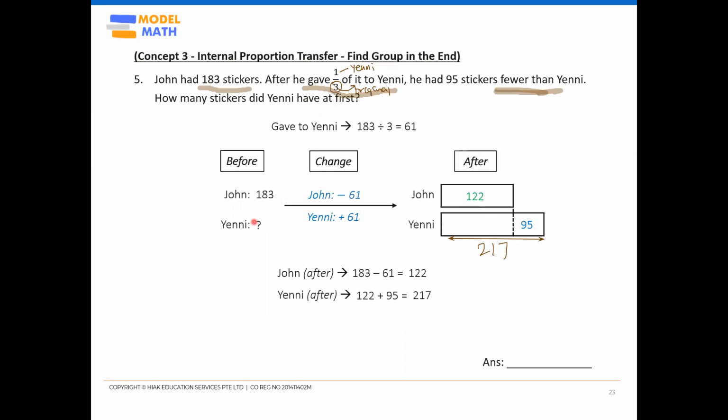Now you can work backwards to find Yenni's before. So if forward is plus 61, backward is the opposite. That means 217. Okay, it's indicated there, 217. So backwards to find Yenni at first, simply 217 minus 61. Because forward is plus, backward is minus. And there'll be 156 stickers at first.